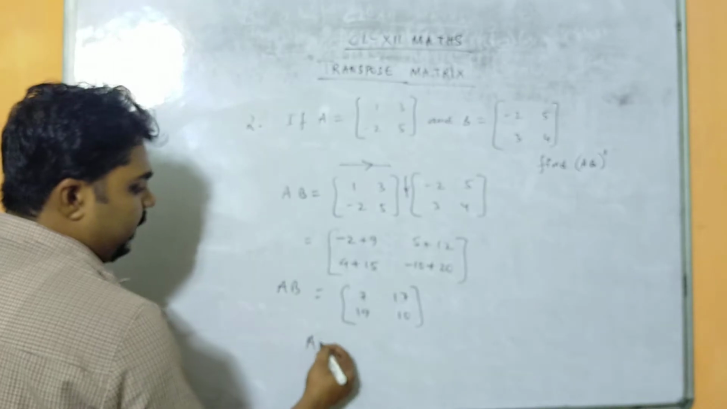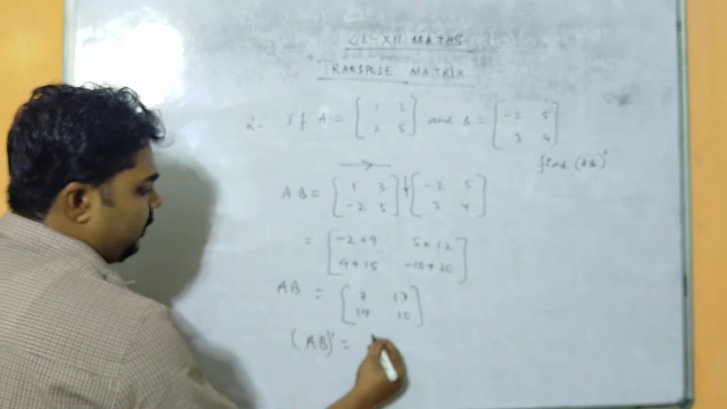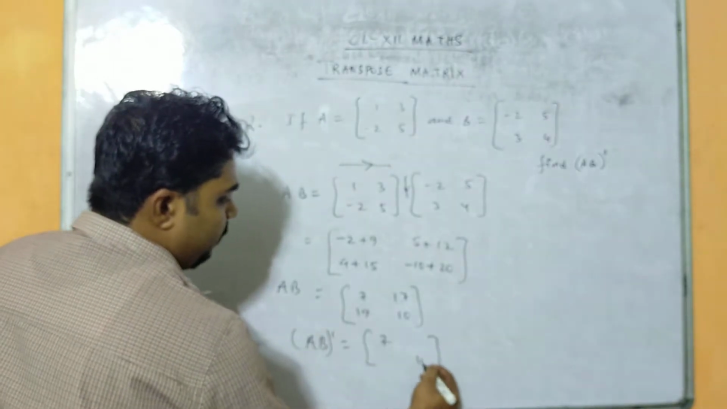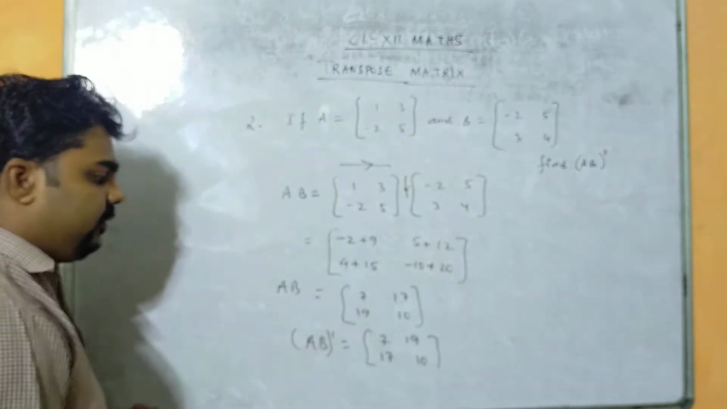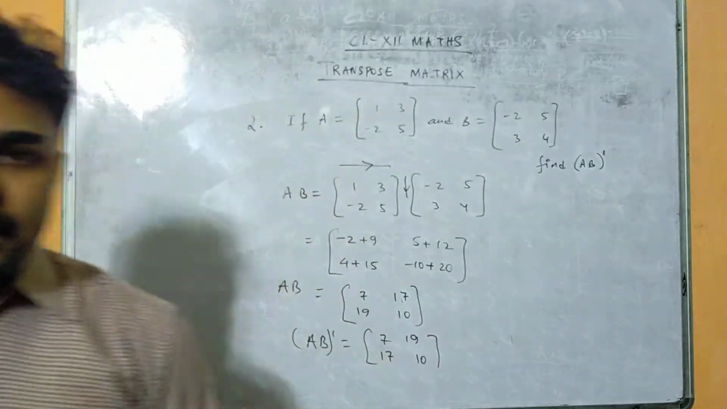So what will be our AB transpose? AB transpose will be, 7 and 10 will remain as they are. Just rows and columns will get interchanged. So this is our required answer.